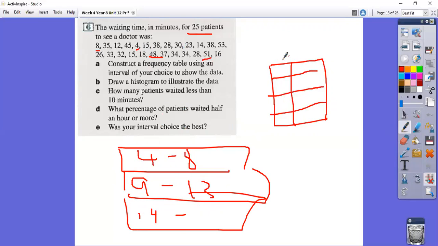And from your table, remember, you've got the class intervals here. And then your frequency, so you're going to have your tally, say 1, 2, 1, 2, 3, 1, 2, 3, 4, 5. Put the frequencies here. And then from that, draw your histogram to illustrate this data. And then from there, work out how many patients waited less than 10 minutes.